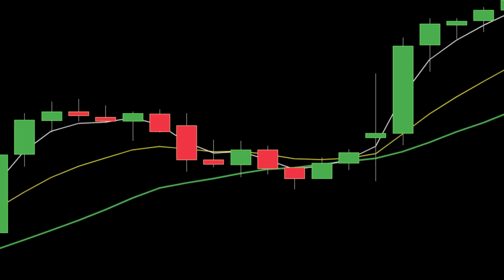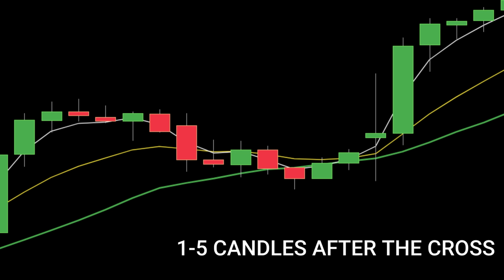Second, we can look for candlestick patterns, bullish or bearish candlestick patterns, engulfing patterns, pin bars. That's just going to help validate the direction of the trend. It's going to increase our confidence in the trade setup at that time, right? Things change. But ensure that these are happening 1 to 5 candles after the crossover. If not, skip the trade.